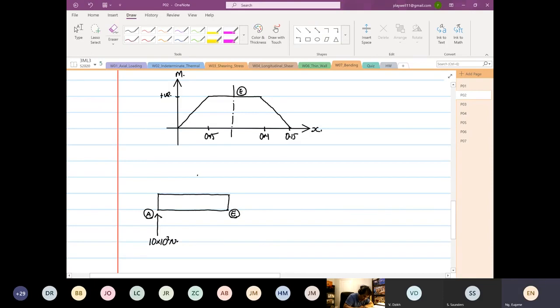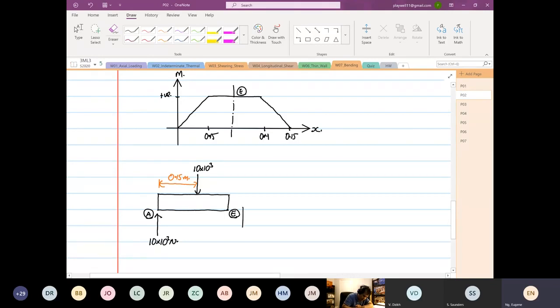So it's somewhere around here. Right, 10 times 10 to the power 3. So we also know that the distance from here to here is equal to 0.15 meters.